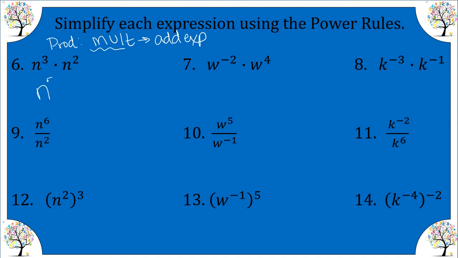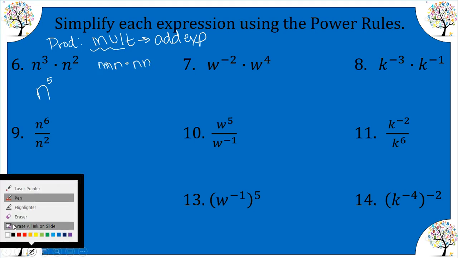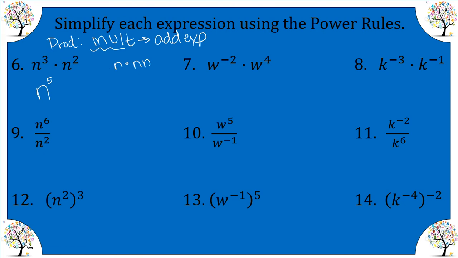So we have n to the 5th, because n to the 3rd is n times n times n times 2 more n's. So let's fix this up just a bit. Make it so we can see what really is going on here. So n to the 3rd is n times n times n, and then I had 2 more n's. So we had 1, 2, 3, 4, 5 n's.